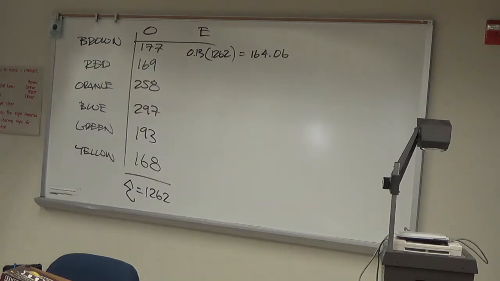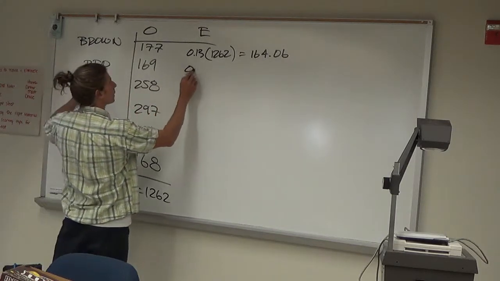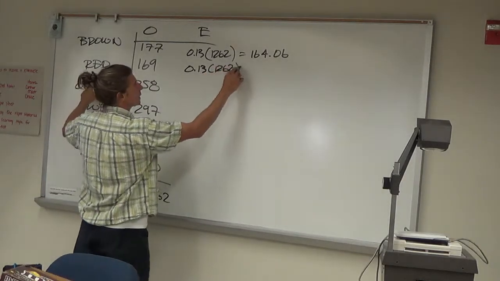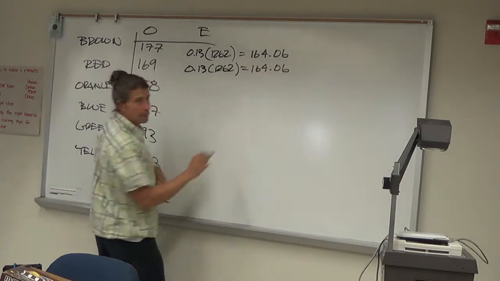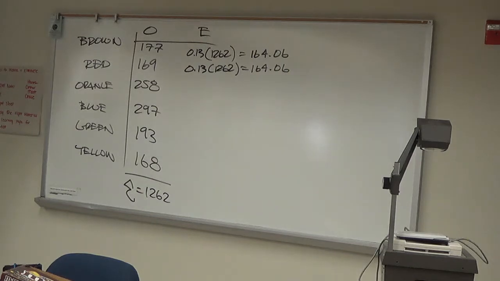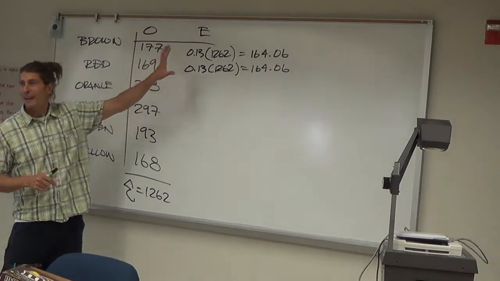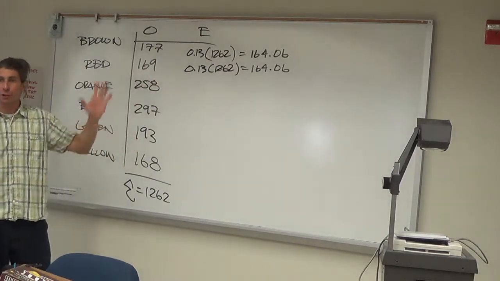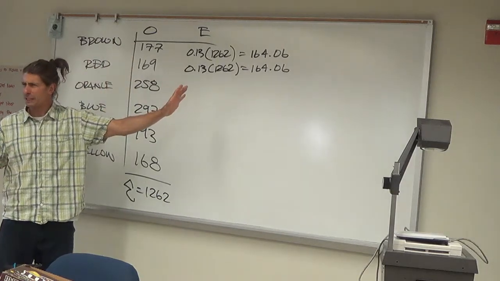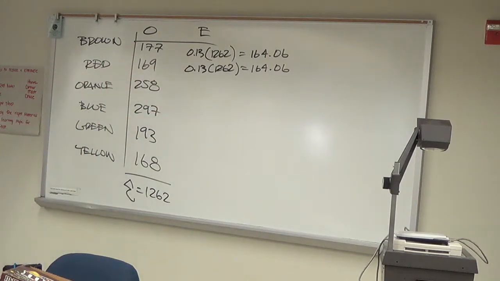Red, we should have had also 13%. So that should also be 164.06. Let me make sure Excel's got the right calculation. It does. We're good there. And then we just apply the percentages all the way down. You don't want to plug the percentages in there, because you have observed counts and expected percentages. That's apples, oranges. You have to make sure you're comparing counts to counts. Does that make sense? You could also compare percentages to percentages using a different distribution. But counts to counts is what chi-square test scores.